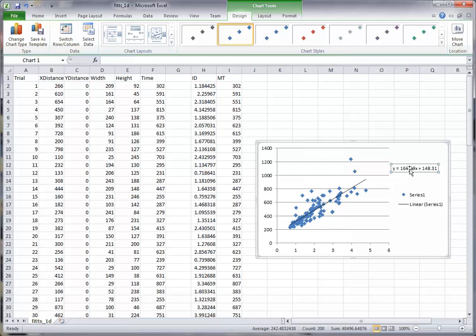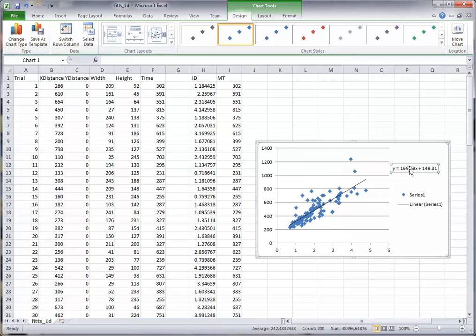So in this example, we have y is equal to mx plus b. M is the slope, and b is the y-intercept. We have a slope of 166.79. We have a y-intercept of 148.31. So the movement time, which is the y variable, is in milliseconds. That means 166 times the x variable is in milliseconds. But x is the index of difficulty. It doesn't have any units with it.